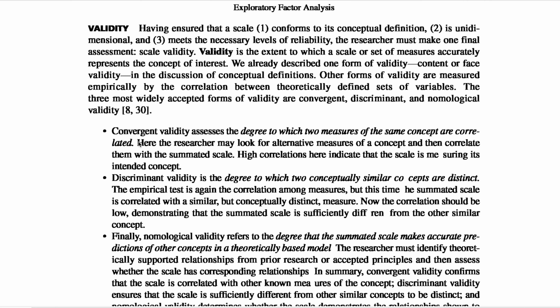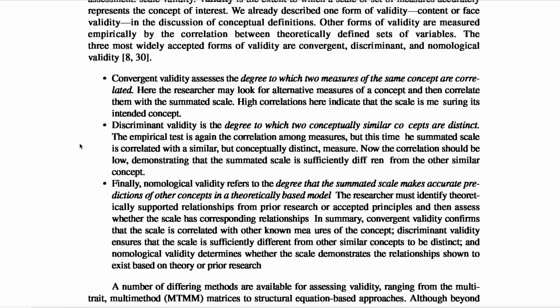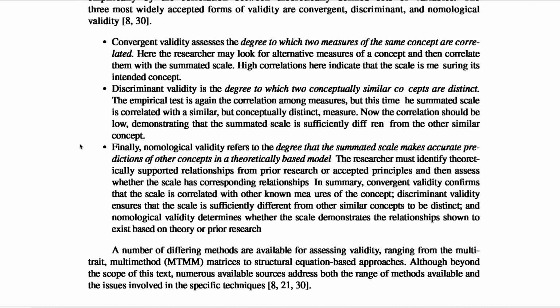measuring its intended concept. Let's talk about the discriminant validity. Discriminant validity is the degree to which two conceptually similar concepts are distinct. The empirical test is again the correlation among measurements, but here the summated scale is correlated with a similar but conceptually distinct measurement. Now the correlation should be low, demonstrating that the summated scale is sufficiently different from other similar concepts. Finally, nomological validity refers to the degree that the summated scale makes accurate predictions of other concepts in a theoretically based model.